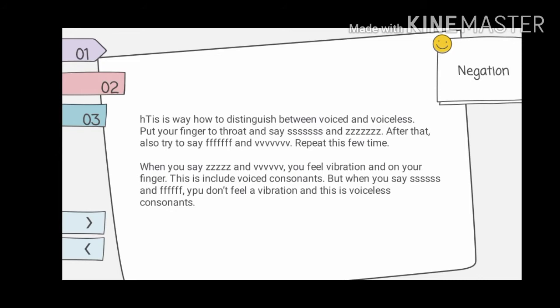Put your finger to your throat and say s and z. After that, also try to say f and v. Repeat this a few times. When you say z and v, you feel vibration on your finger. This includes voiced consonants. But when you say s and f, you don't feel a vibration, and these are voiceless consonants.